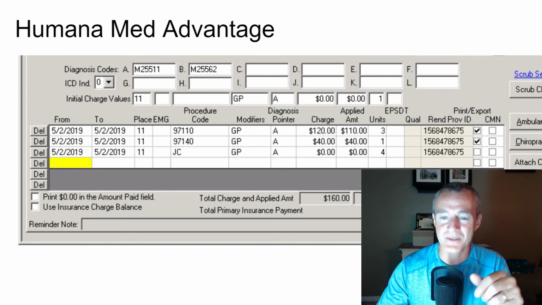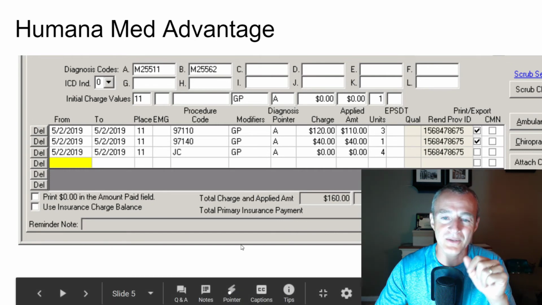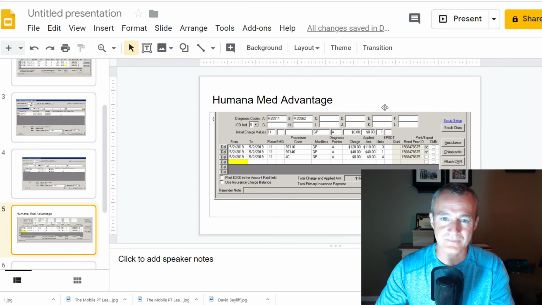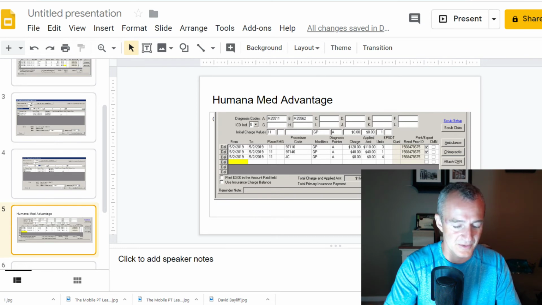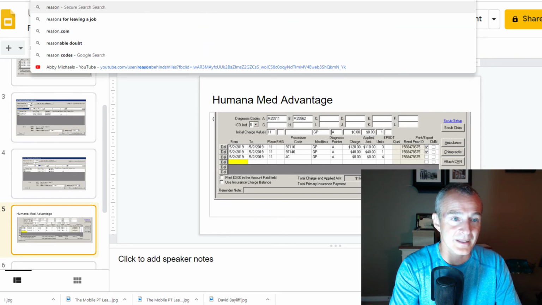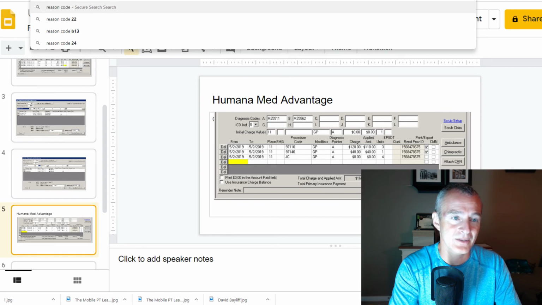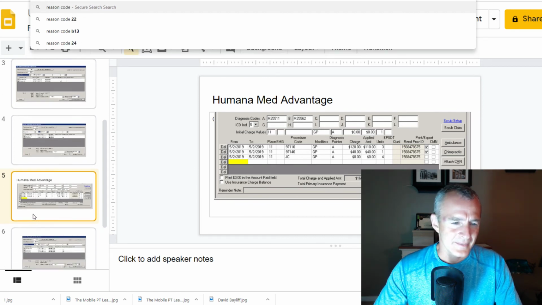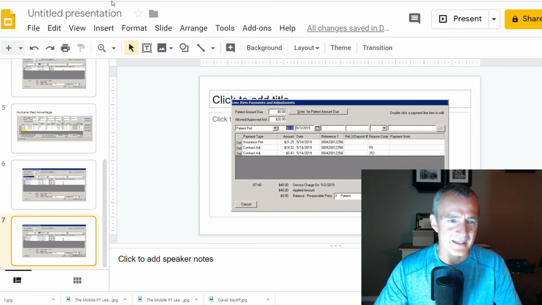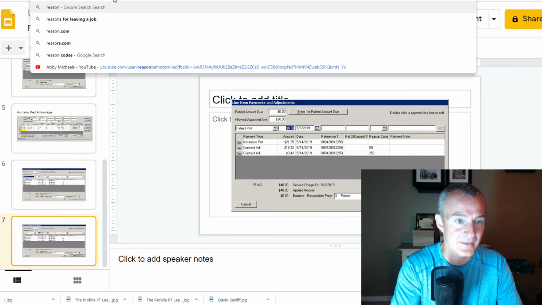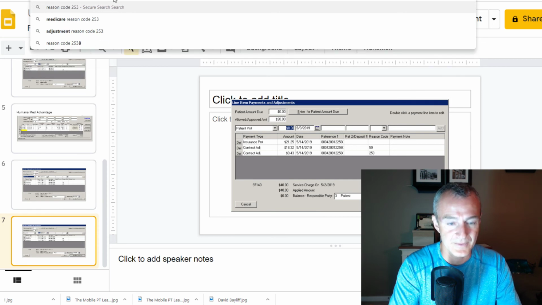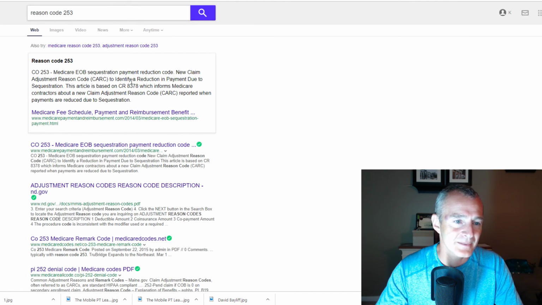So guys, I told you I was going to show you bonus content, where to look up the reason code. Let me see if I can get out of here real quick. And I know you guys can't see the top of this, the address bar, but basically what I'm doing is I'm typing in reason code. Let's find it here, 253, yeah. So reason code 253. And I always mess up the language if it's reason code or remark code.